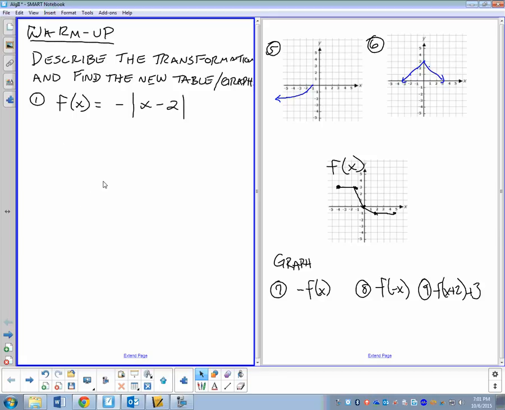So when you see a problem like number 1, the first thing I need you to realize is that this is an absolute value function. Okay, so there are a couple of things you should already know about this because it's an absolute value function. You should know what the table for absolute value function looks like because that's in our function families worksheet.